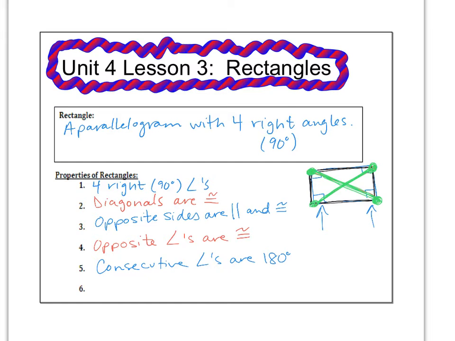And then last but not least, the diagonals bisect each other. So what happens in a rectangle is when you draw in your diagonals, they're the same length and they bisect each other. They cut each other in half. So this and this are the same length, but since the diagonals are the same length, it actually turns out all 4 of those are the same length.